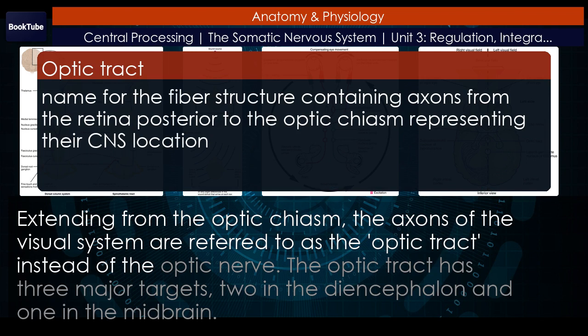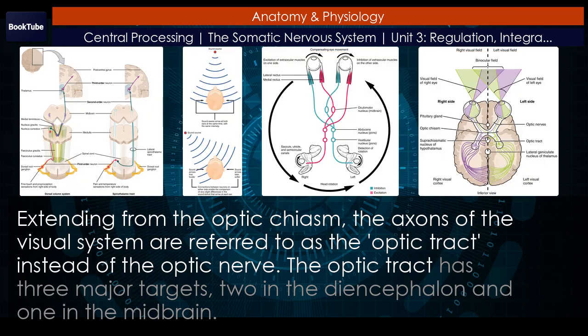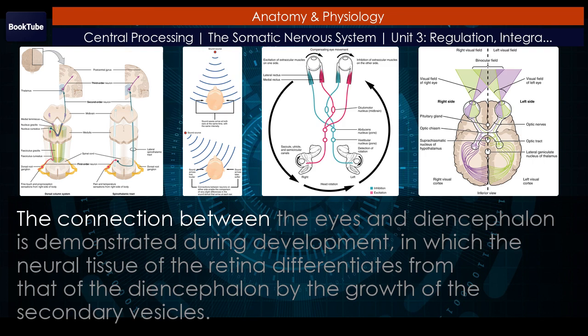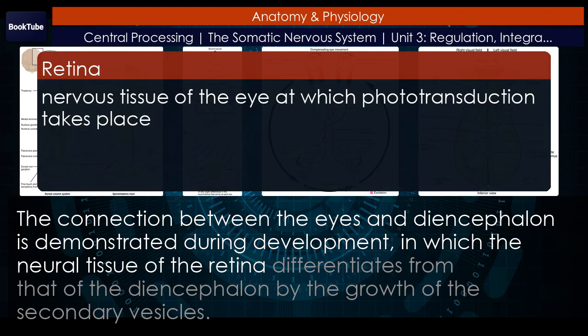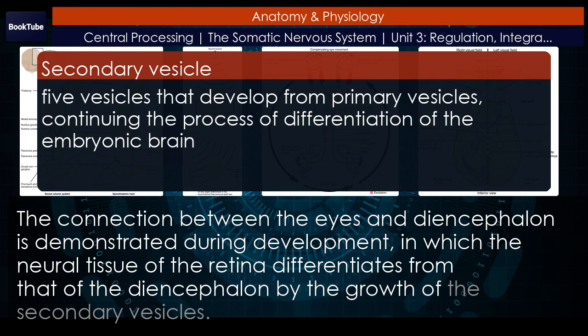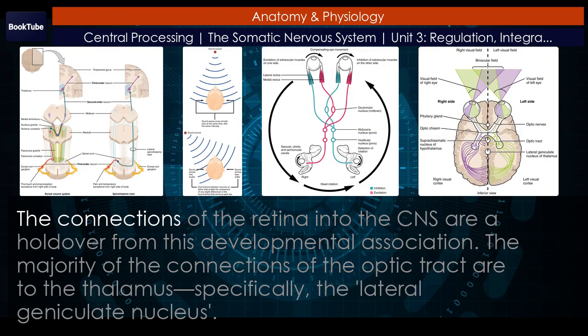of the optic nerve. The optic tract has three major targets, two in the diencephalon and one in the midbrain. The connection between the eyes and diencephalon is demonstrated during development, in which the neural tissue of the retina differentiates from that of the diencephalon by the growth of the secondary vesicles. The connections of the retina into the CNS are a holdover from this developmental association. The majority of the connections of the optic tract are to the thalamus.